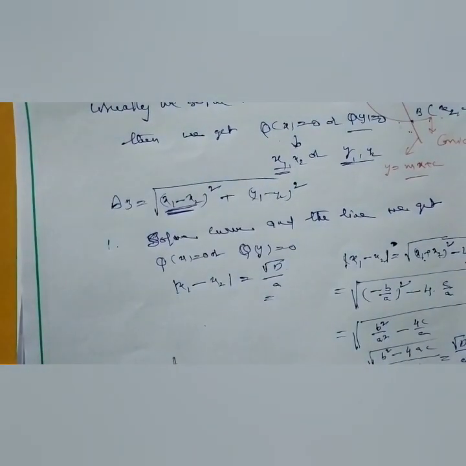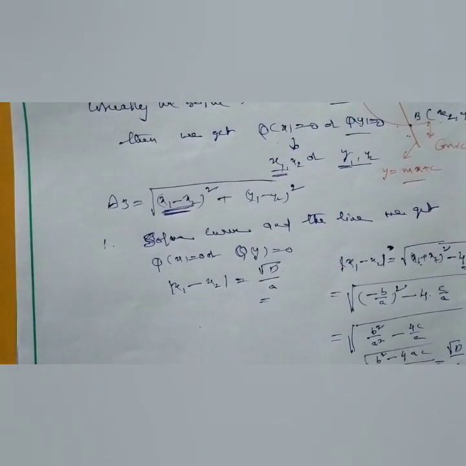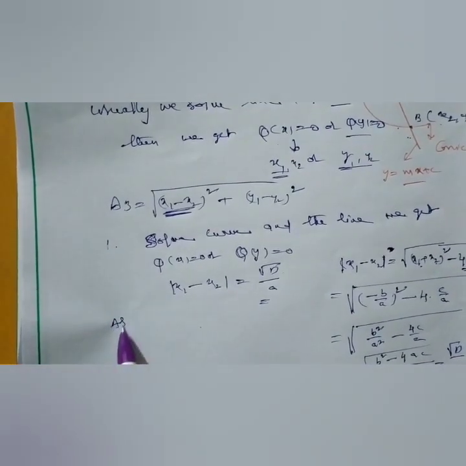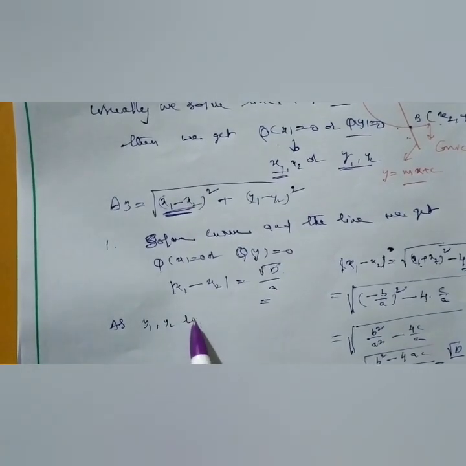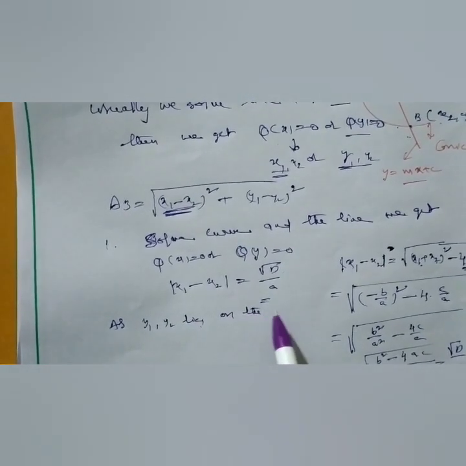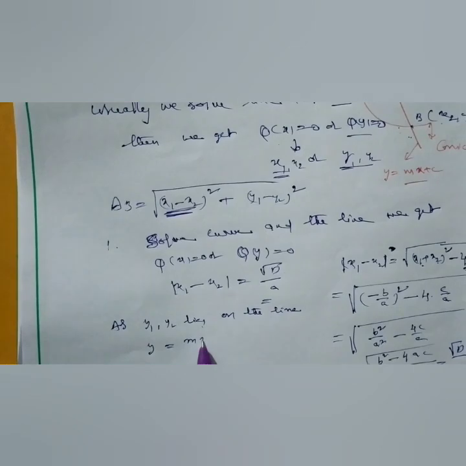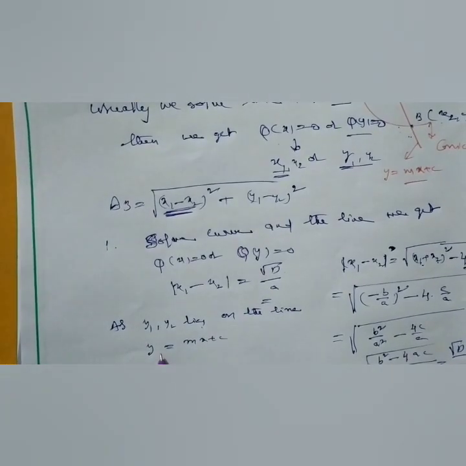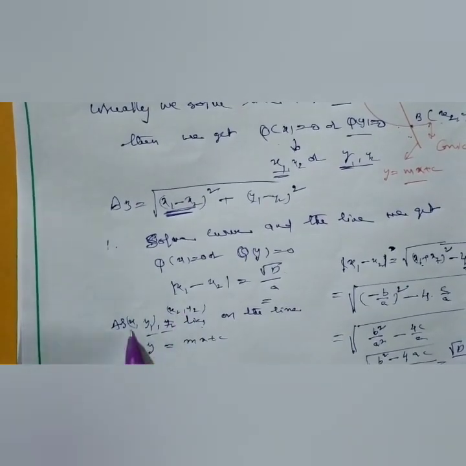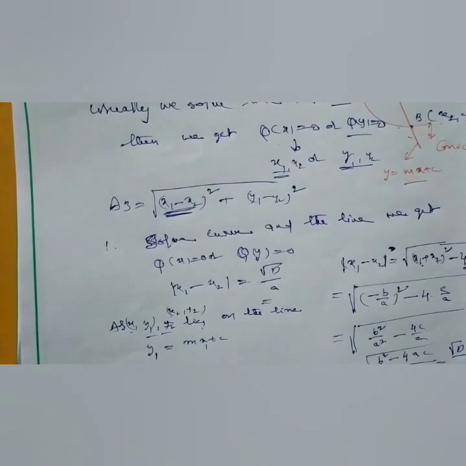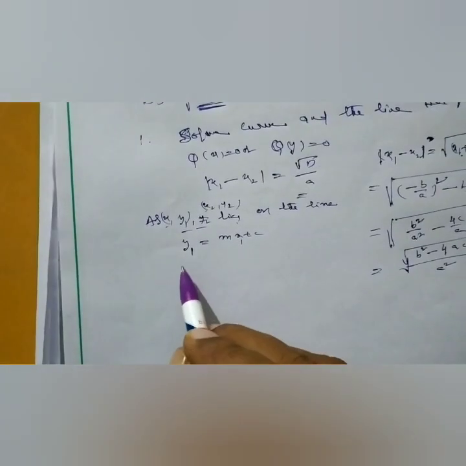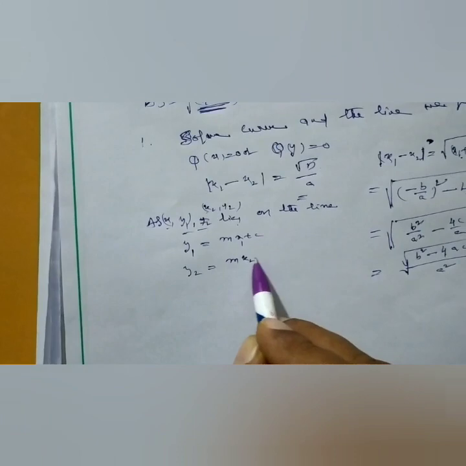Therefore, for y1 and y2 we follow this process: as (x1, y1) and (x2, y2) lie on the line y = mx + c, the points A and B lie on the line, which gives y1 = mx1 + c, and also y2 = mx2 + c.